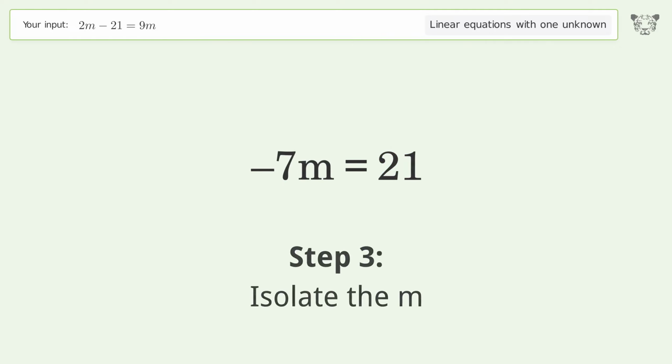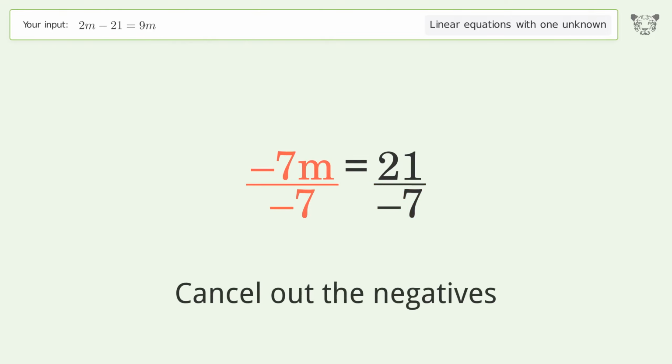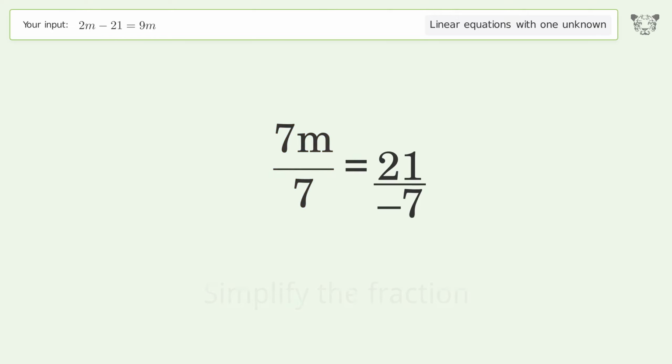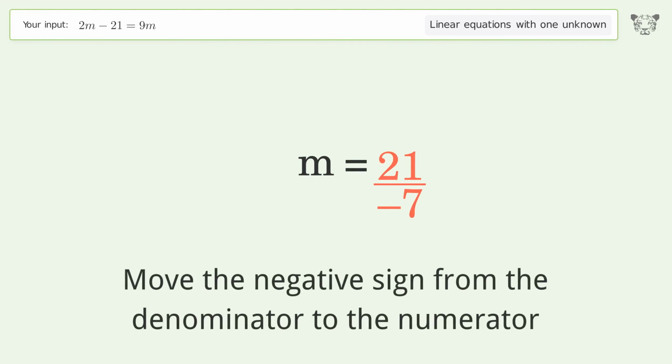Isolate the m. Divide both sides by -7. Cancel out the negatives. Simplify the fraction. Move the negative sign from the denominator to the numerator.